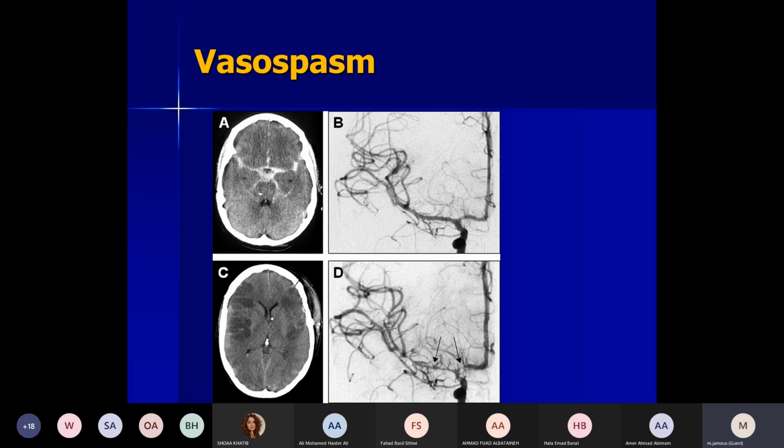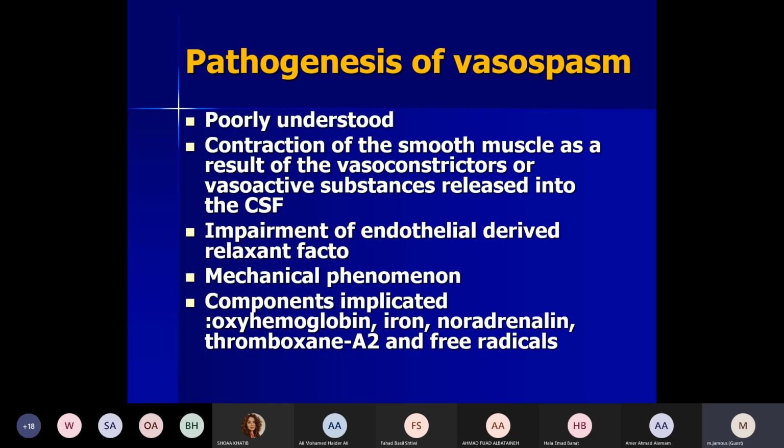So we believe that the hemolysis of the blood in the subarachnoid space can release some vasoactive substances in the CSF, and this can lead to narrowing and vasoconstriction. These substances include iron, adrenaline, deoxyhemoglobin, thromboxane A2, and some free radicals.